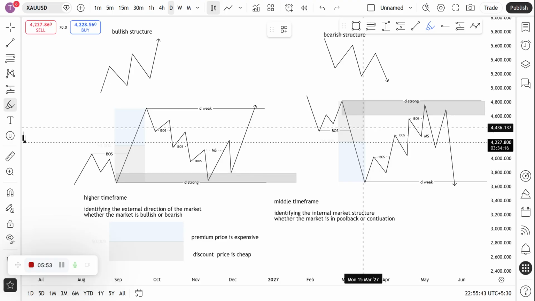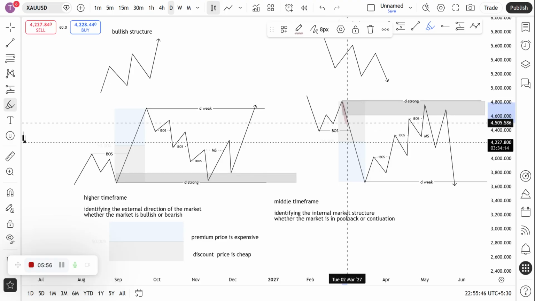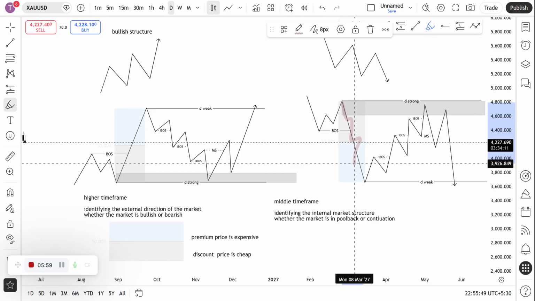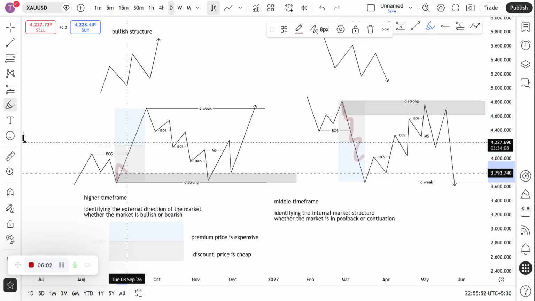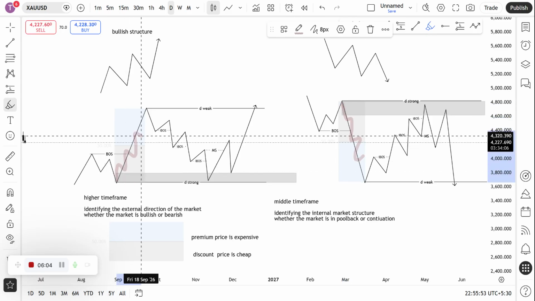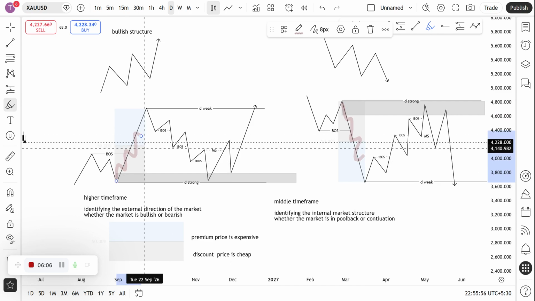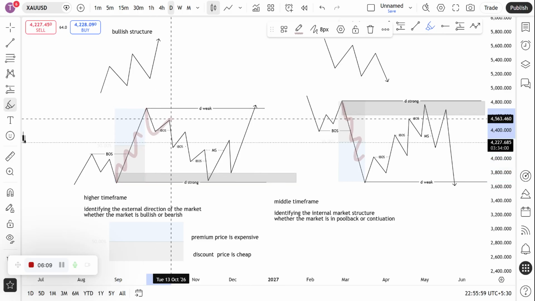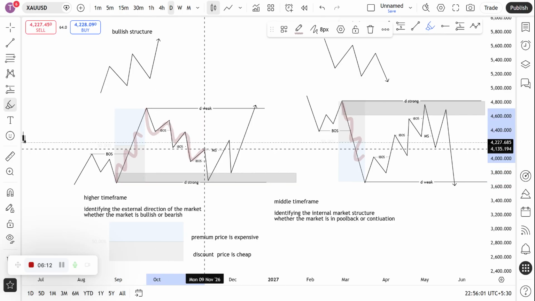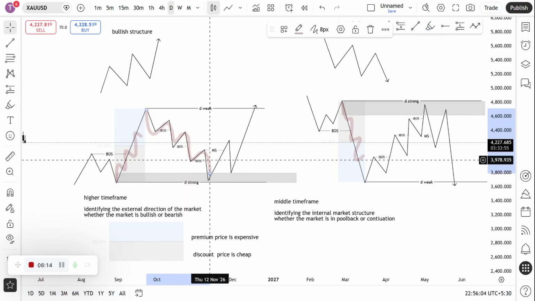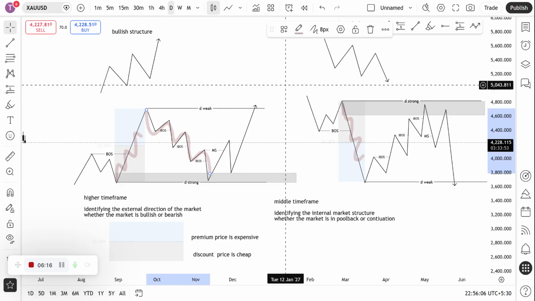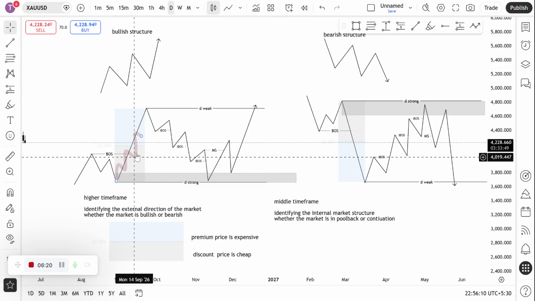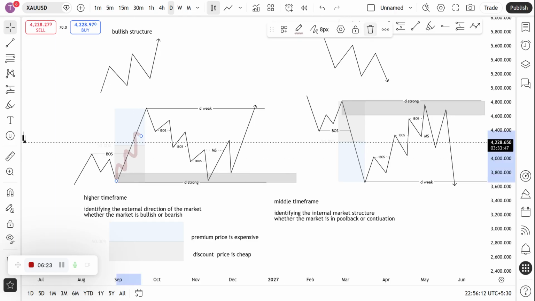inside the external. So this movement on the lower time frame, you're going to see higher highs and higher lows. Inside here, you're going to see higher highs and higher lows. This is the internal market structure. This movement you are seeing right now, this is the internal market structure. So the internal market structure is the structure inside the external market structure. Simple like that.